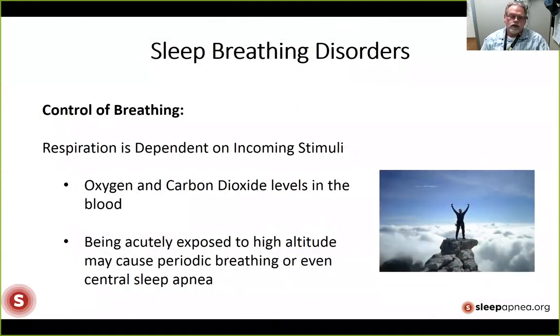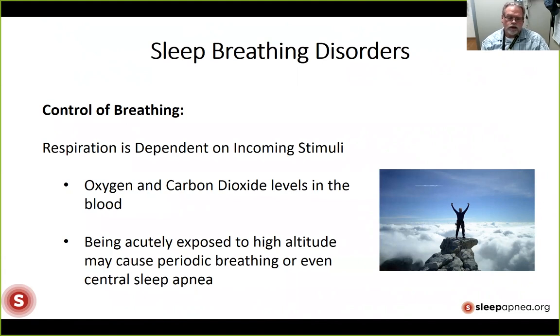So respiration is dependent on some type of incoming stimuli, wherever that's coming from. Well, again, whether it's the autonomic or whether it's metabolic. So oxygen and carbon dioxide levels in the blood really control this. And I like to say it's like a seesaw. If you remember as a kid sitting on a seesaw, and if you have somebody heavy on one side of the seesaw, that side of the seesaw is going to go down, and the other side of the seesaw is going to go up. And then it can be reversed. So if you have a lot of CO2, you're going to have a change in the O2. If you have a change in the O2, you're going to have a change in the CO2. And it really is a seesaw effect. And that seesaw effect oftentimes is a contributing factor to our breathing.